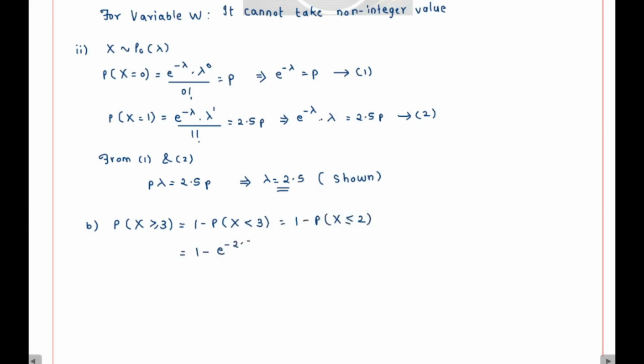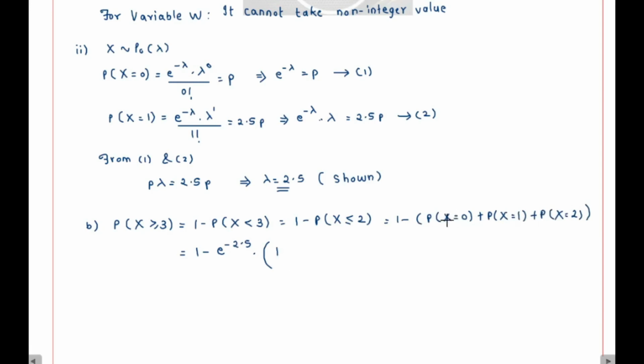What is lambda here now? 2.5 into, I'll find out the probability of X equal to 0, X equal to 1 and X equal to 2, and I'll add up all the probabilities here. Can I say this is like this? 1 minus probability of X equal to 0 plus probability of X equal to 1 plus probability of X equal to 2, correct? And for these three probabilities, I can take E raised to minus 2.5 outside.